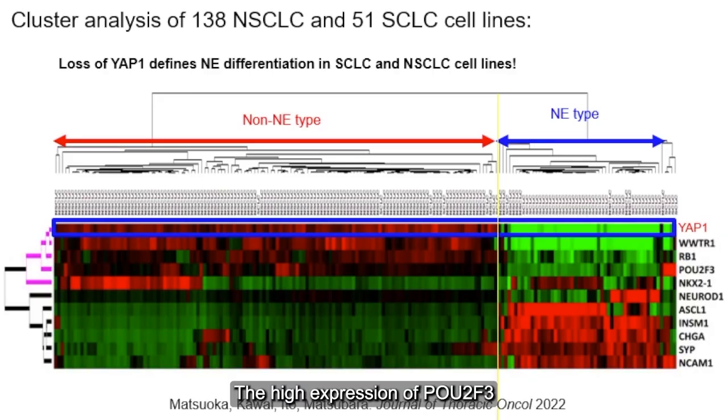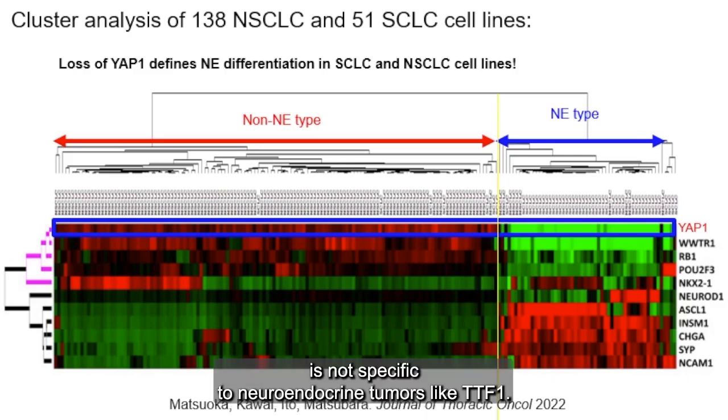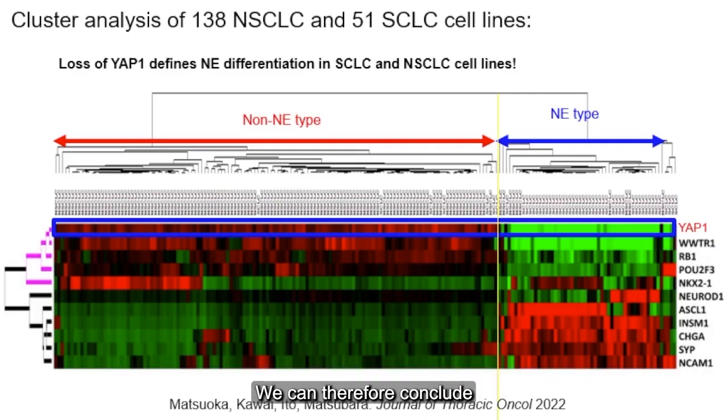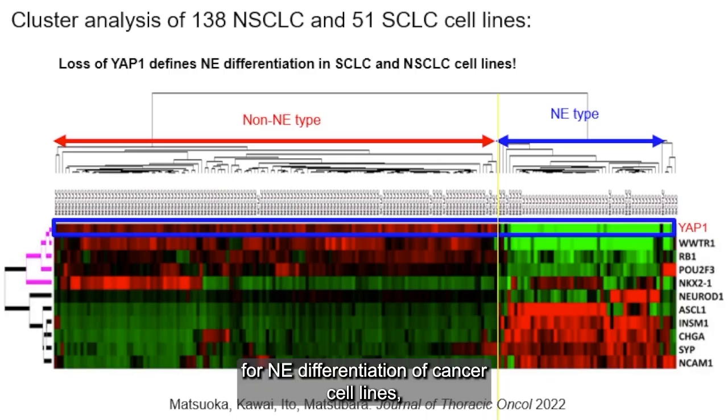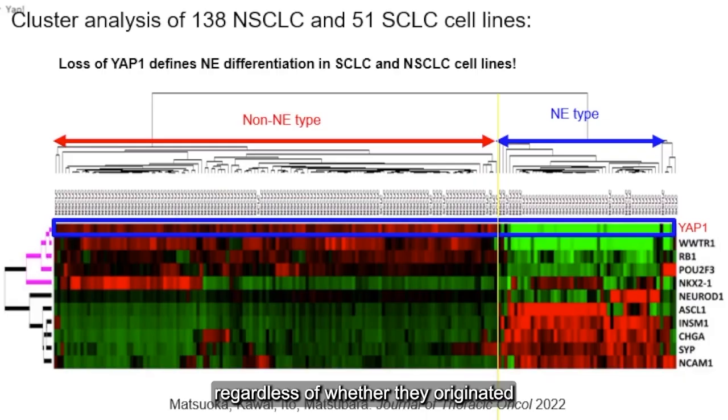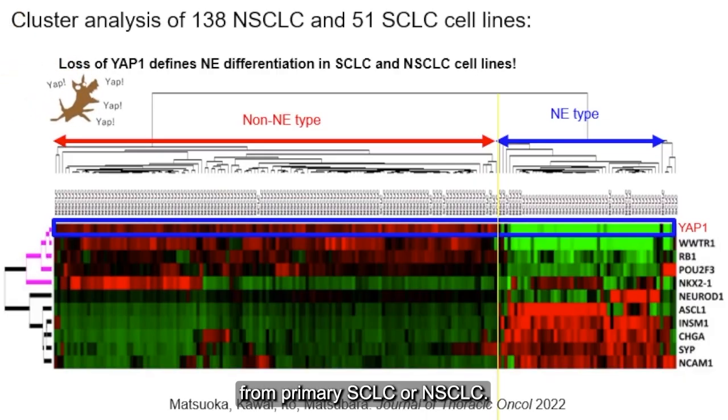On the other hand, high expression of POU2F3 was observed in both NE and non-NE types. The high expression of POU2F3 is not specific to neuroendocrine tumors, like TTF1. We can therefore conclude that the loss of YAP1 is the essence of neuroendocrine differentiation of cancer cell lines, regardless of whether they originated from primary SCLC or NSCLC.